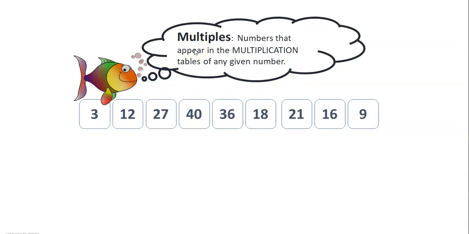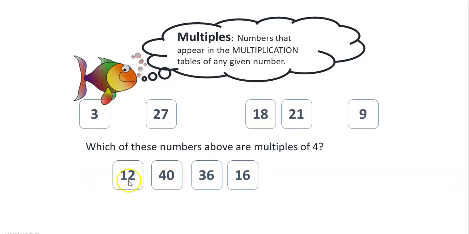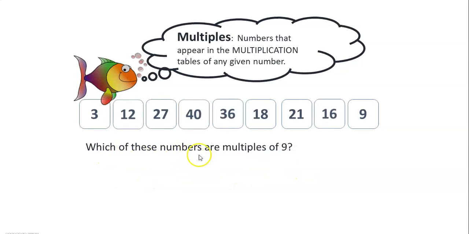Multiples are numbers that appear in the multiplication tables of any given number. For example, which of these numbers above are multiples of 4? 4 times 3 is 12. 4 times 10 is 40. 4 times 9 is 36. And 4 times 4 is 16. Which of these numbers are multiples of 9? The multiples of 9.